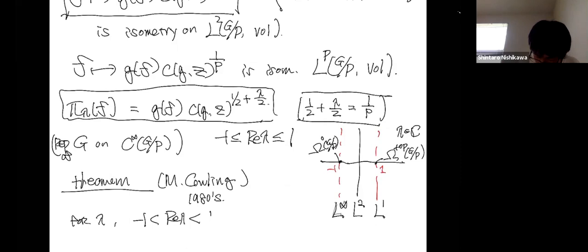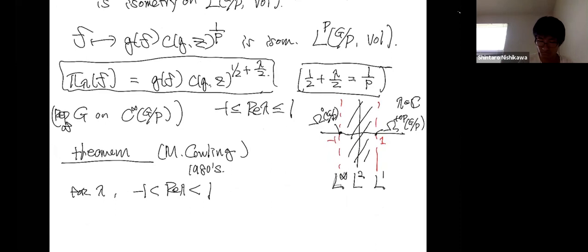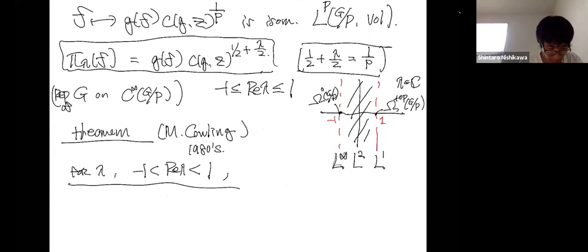But Michael Cowling's theorem states that for lambda satisfying this condition, so it's inside the strip, pi lambda is a uniformly bounded representation.